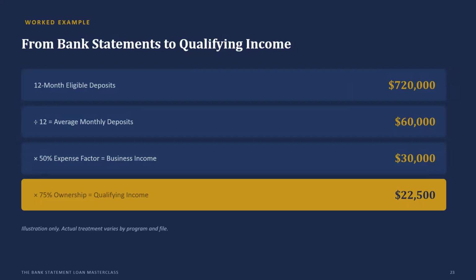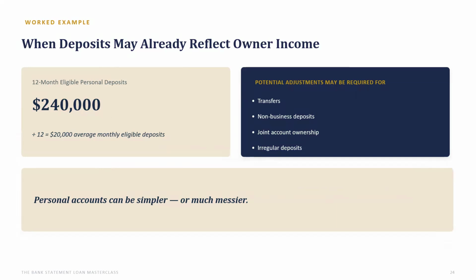So let's look at this. 12 months, divide those on the average, come up with that expense ratio. This is a way to calculate as well, right? So it's just a worked example. We just kind of rounded the numbers about 2 months ago, I believe. This is when the deposits may reflect the owner income.